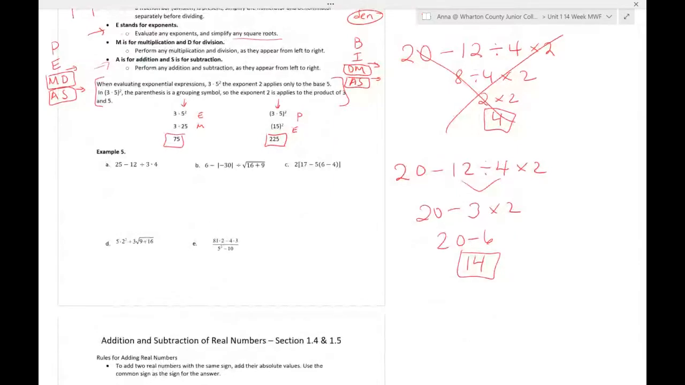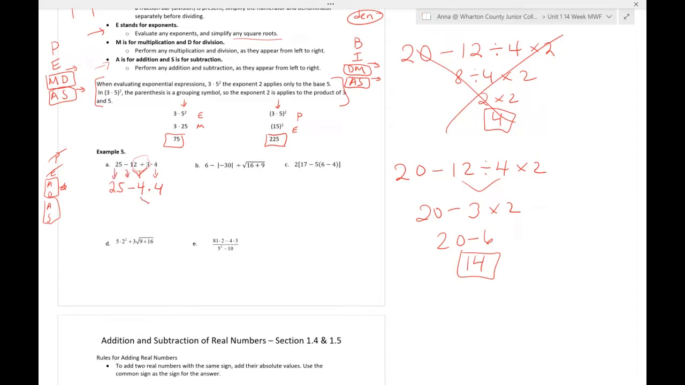The first example, 5a, we have 25 minus 12 divided by 3 times 4. Following our order of operations, there are no parentheses, so I'm going to write it out. Again, I'm going to put boxes around these. There's no parentheses, there's no exponents, so I'm going to do my multiplication and division from left to right. So the first thing I'm going to do is this division. So I have 25 minus, well, 12 divided by 3 is 4, times 4. So essentially, I perform the operation and then bring everything else down.